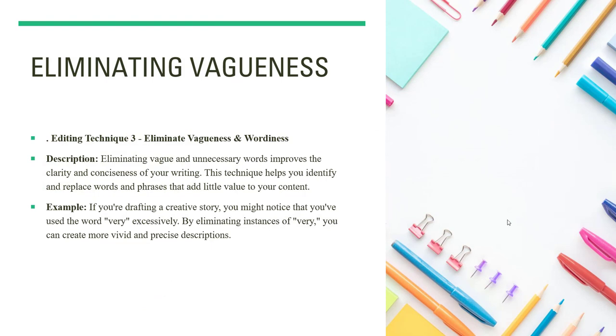Eliminating vague and unnecessary words improves the clarity and conciseness of your writing. This technique helps you identify and replace words and phrases that add little value to your content. Example, if you're drafting a creative story, you might notice that you've used the word "very" excessively. By eliminating sentences with too many instances of "very," you can create more vivid and precise descriptions.